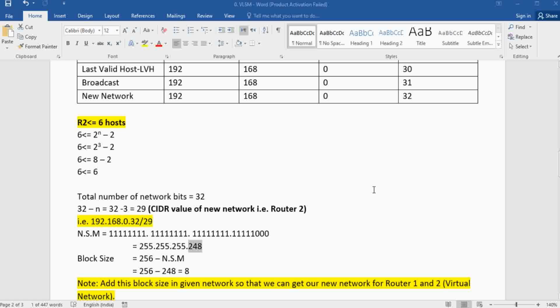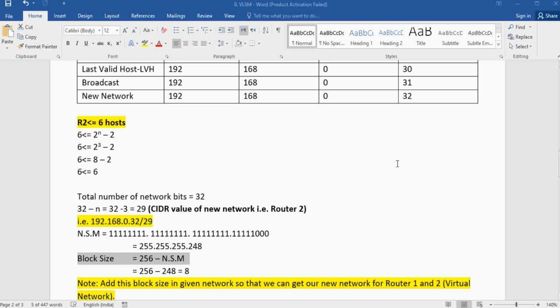subnet. The answer is 255.255.255.248. If we add all the values as per the power of 2 rules, we will get 255, and if we add the values 128, 64, 32, 16, 8, we will get 248.